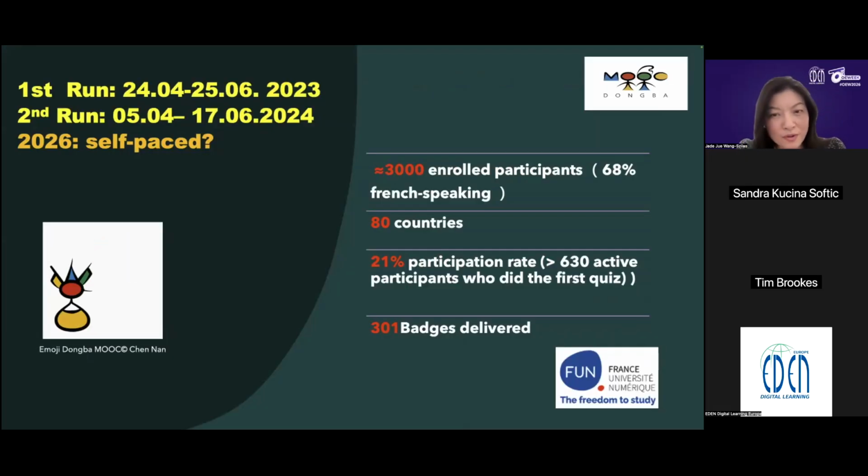So the MOOC has run twice on the French MOOC platform FUN, F-U-N, France Université Numérique. So you can see the logo here. In 2023 and 2024, we attracted around 3,000 participants from 80 countries, with 630 completing the first quiz and considered active learners, and 301 badges awarded. The platform considers this rate rather high. So the data suggests that the MOOC can support the global visibility of the Dongba script.